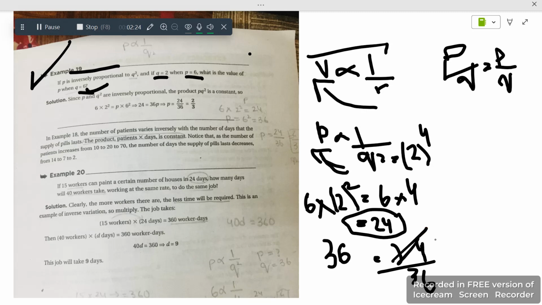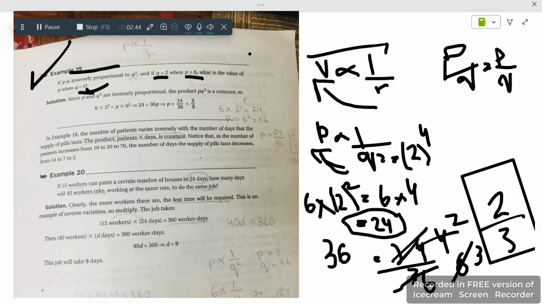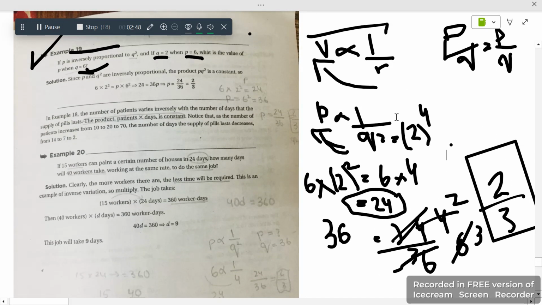6 fours are 24, 6 sixes are 36. Still this value could be divided, because 2 twos are 4 and 2 threes are 6, which means 2 upon 3 would be the answer of this question. We were sure the answer would be inversely proportional, so the upon value is very much important.